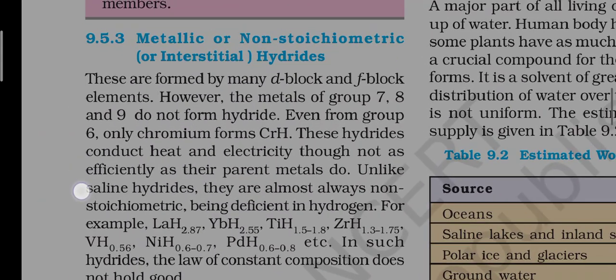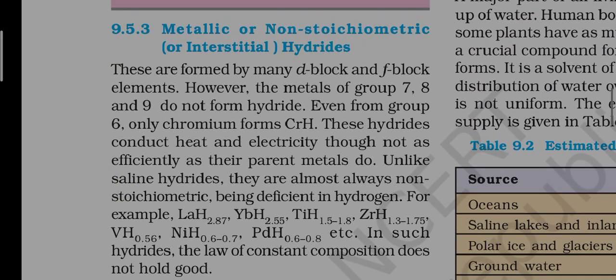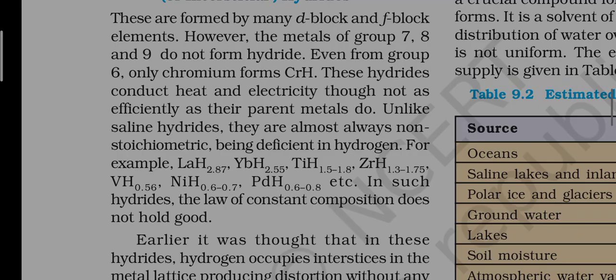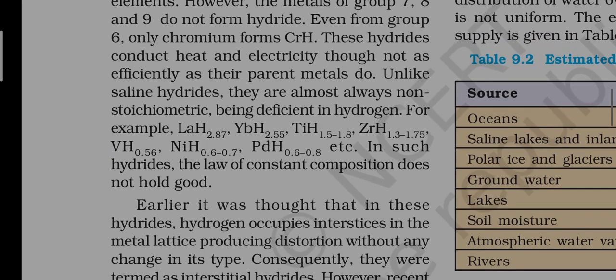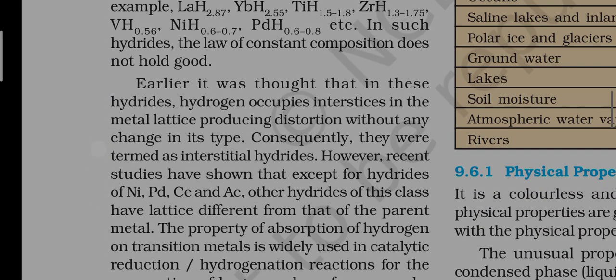Next is metallic or non-stoichiometric hydrides. These are formed by many d block and f block elements. However, the metals of group 7, group 8 and group 9 do not form hydride. Even from group 6, only chromium forms CrH. These hydrides conduct heat and electricity, though not as efficiently as their parent metals do. Unlike saline hydrides, they are almost always non-stoichiometric, being deficient in hydrogen, for example, LaH2.87, PdH0.6 to 0.8, etc. In such hydrides, the law of constant composition does not hold good.